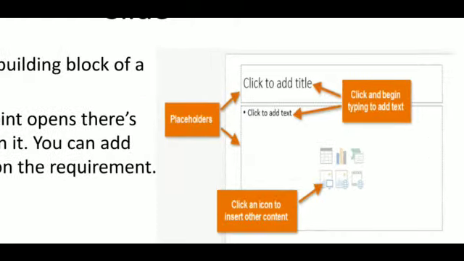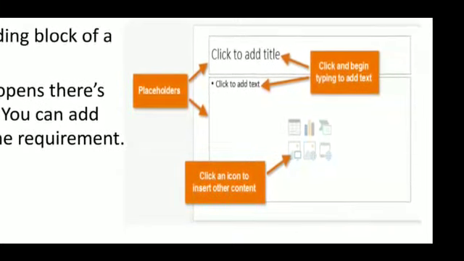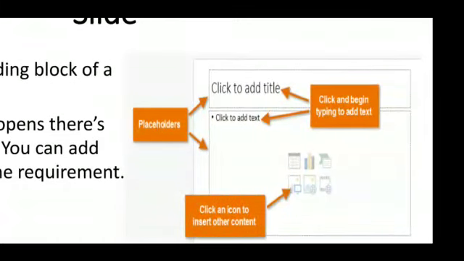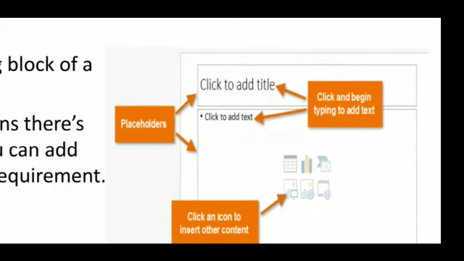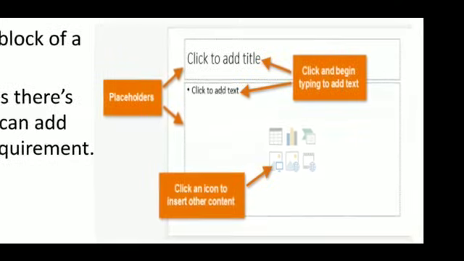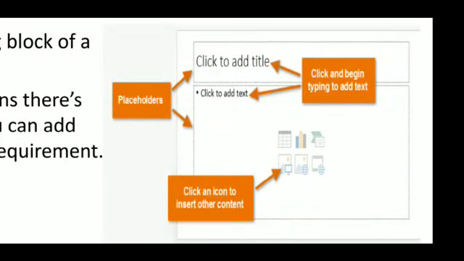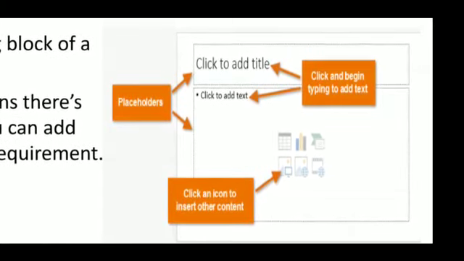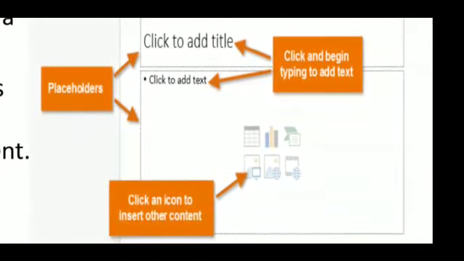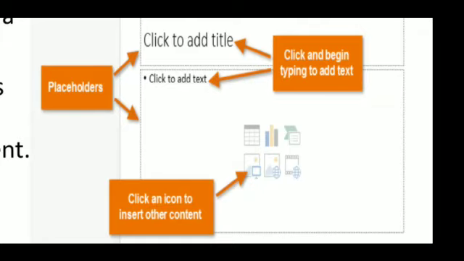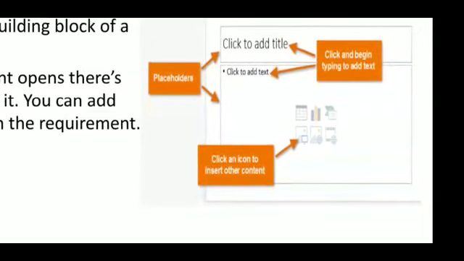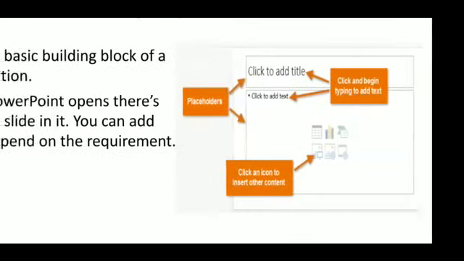This is a slide. Here, click and begin typing to add text. These are the placeholders where you can add your text information. By clicking on that, you can type the text information. Below that, click an icon to insert other content. Here you can insert graphics, charts, images, tables in this slide. This is the slide you can see in a PowerPoint presentation.